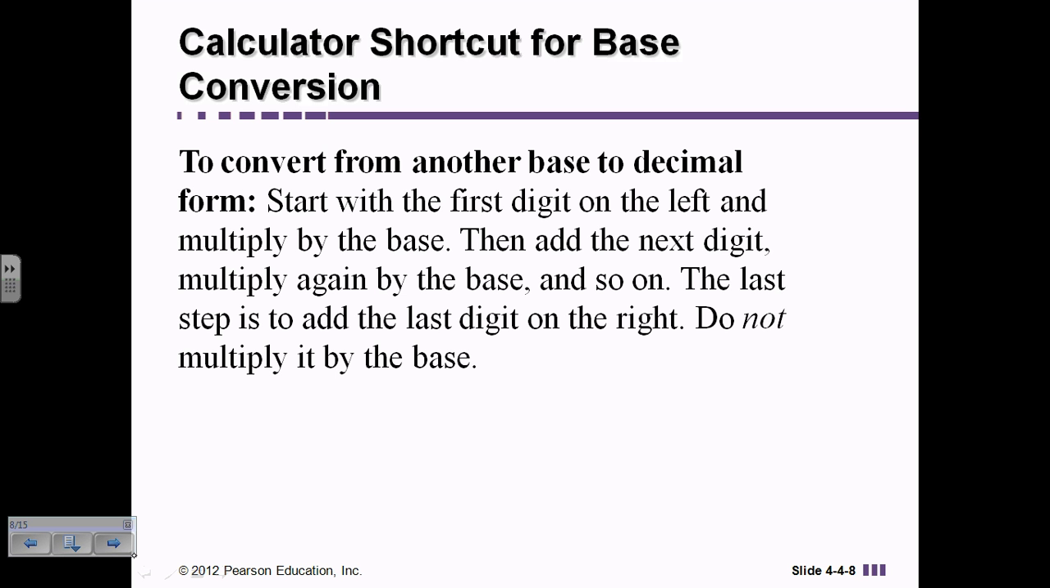So then here we have another one. To convert from another base to a decimal form, this is what they call a calculator shortcut. What we're going to do is take the first digit on the far left-hand side of the number, and multiply it by whatever base it is. Then we're going to add the next digit, and multiply by the base again. We're going to keep doing that, and what we're going to end up doing is add the last digit on the right, but not multiply that last digit by the base.